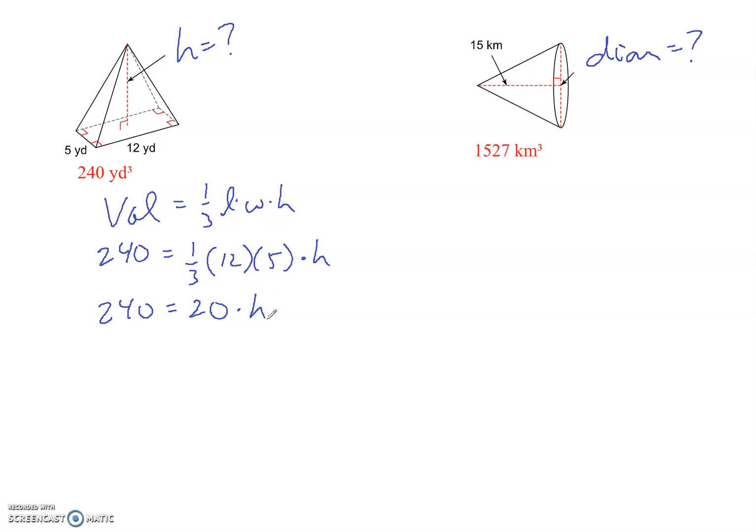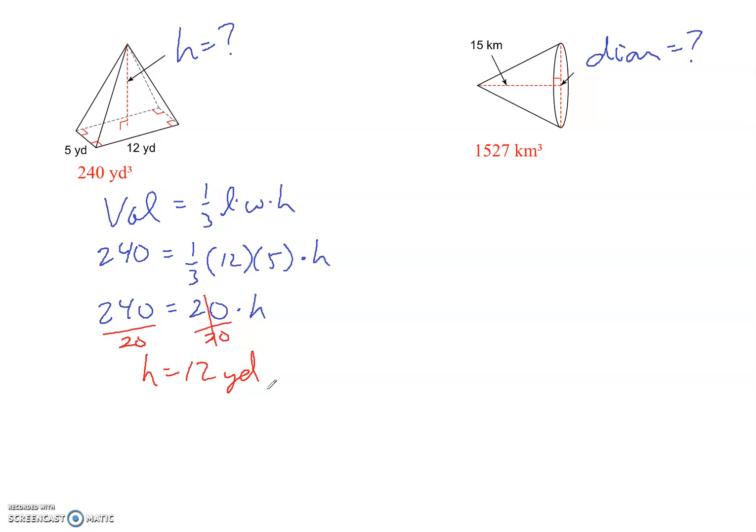Now we can use reverse order of operations. We've got to isolate the h, so we have to divide by 20 on this side. We'll divide by 20 on that side. That cancels out. And then 20 divided into 240 goes 12 times. So that would be our height. Height would be equal to 12 yards in this case. So that's one way sometimes people do. They just put the numbers in and like to work with it that way.